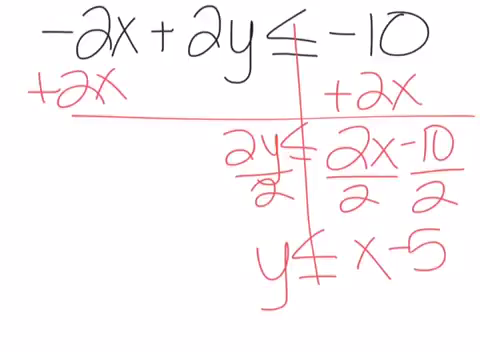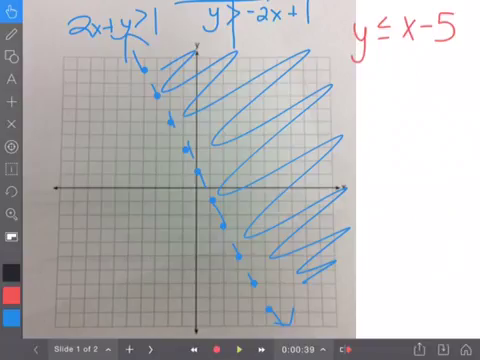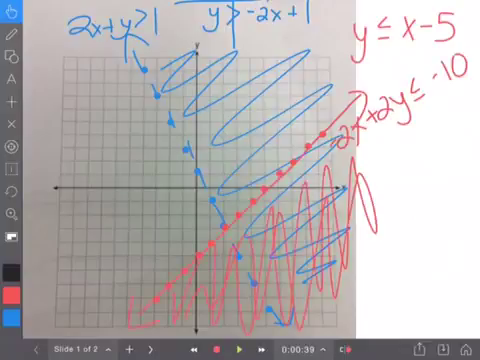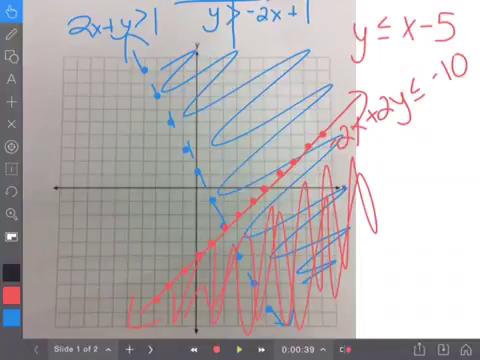I am going to graph that on the same set of axes that I graphed the other inequality on. After plotting my points for this inequality, I'm going to draw a solid line because it has an equal to with it, and because it is less than, I should be shading down. Make sure you drew arrows and labeled this inequality as well.